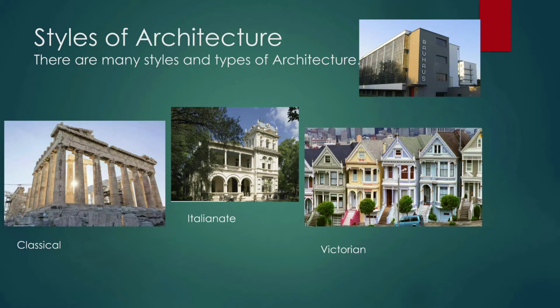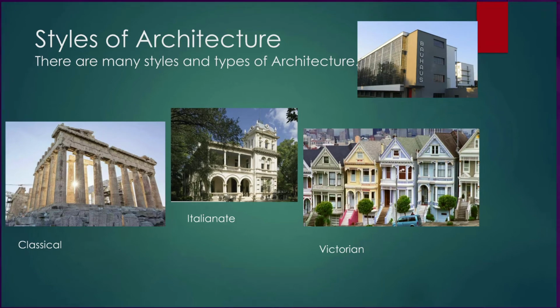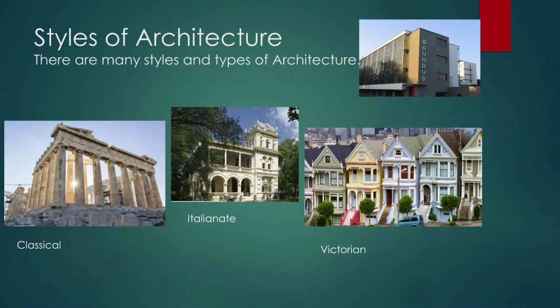And Victorian is another popular style of architecture. Now, these are by no means the only styles of architecture. There are many more, but those are just a few examples of different types.